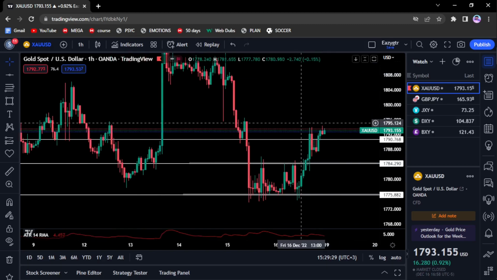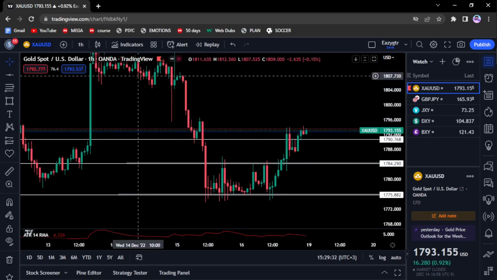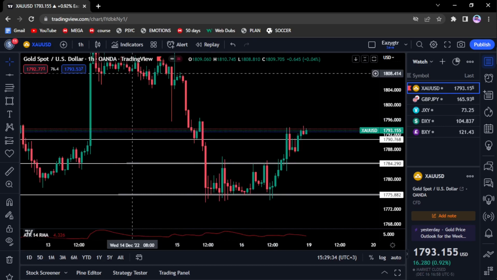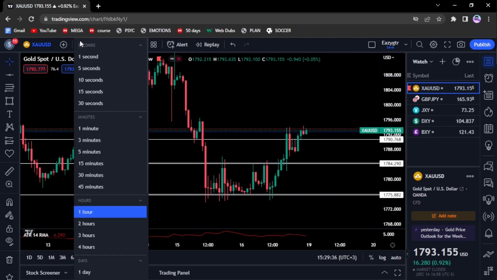Something else you want to look at is the time frame you're drawing your zones on. As you can see, let me use this as an example: the 1 day being the strongest and 1 second being the weakest. Price tends to respect levels at a higher time frame when drawing your support and resistance compared to a lower time frame.